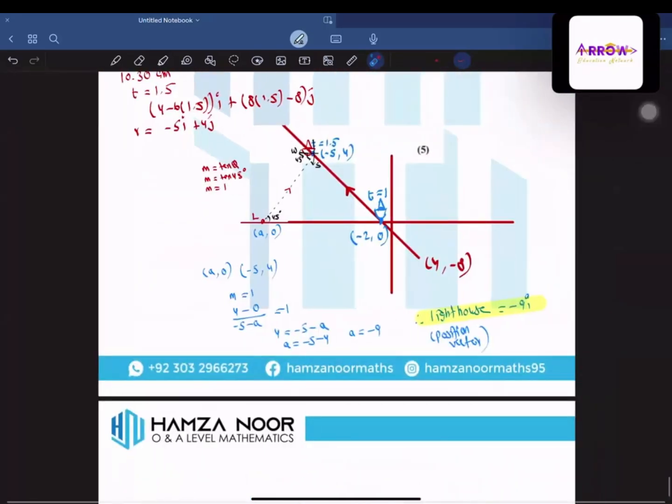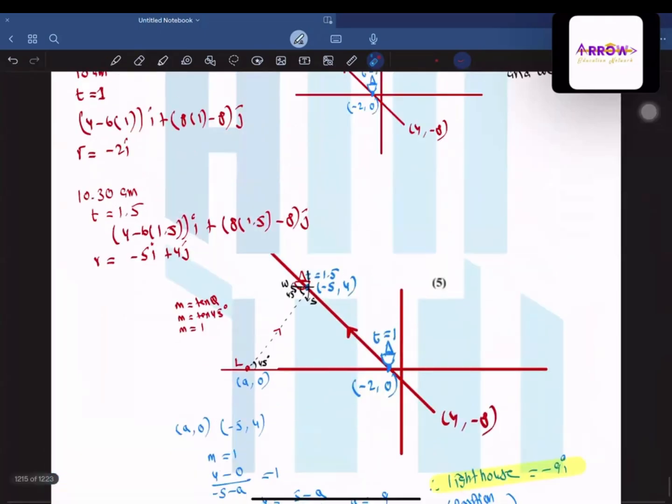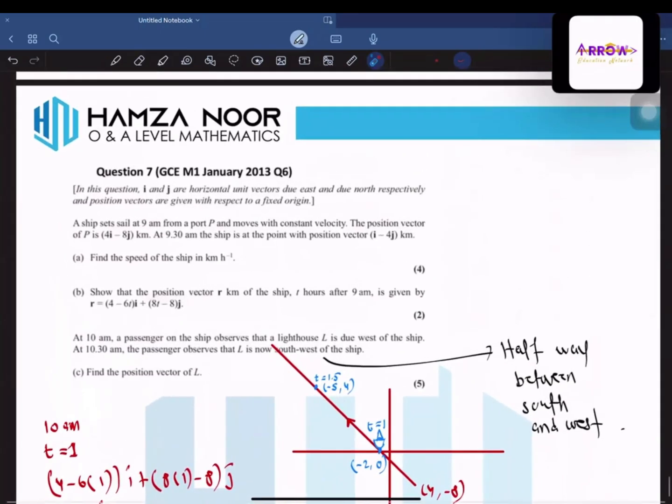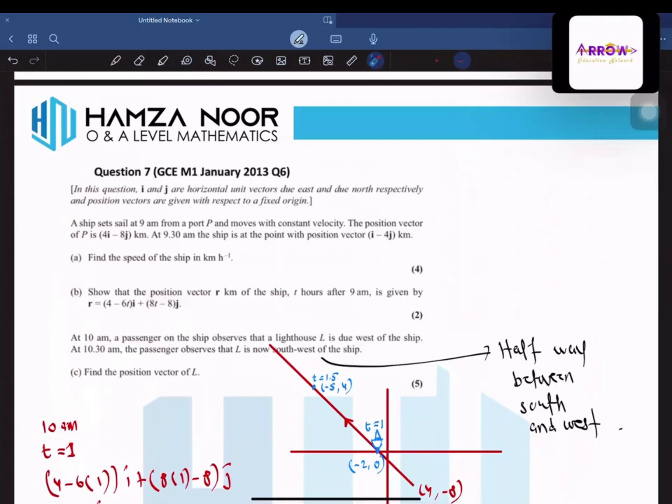So this was question number 7 of the handout, which is January 2013, question number 6.